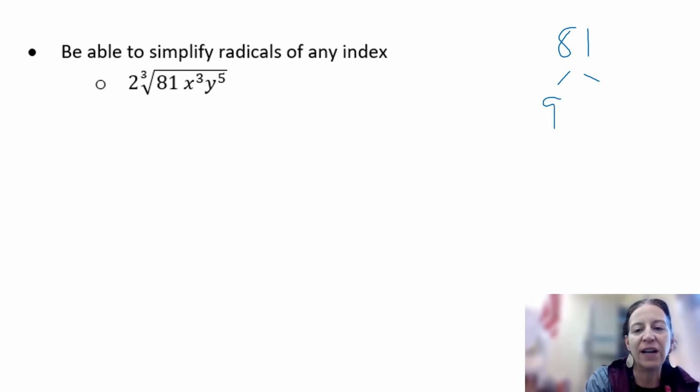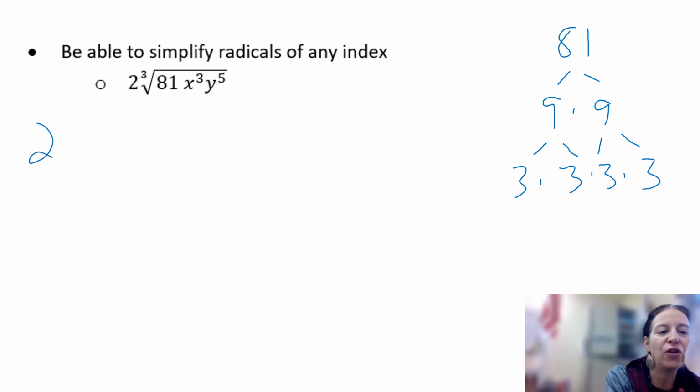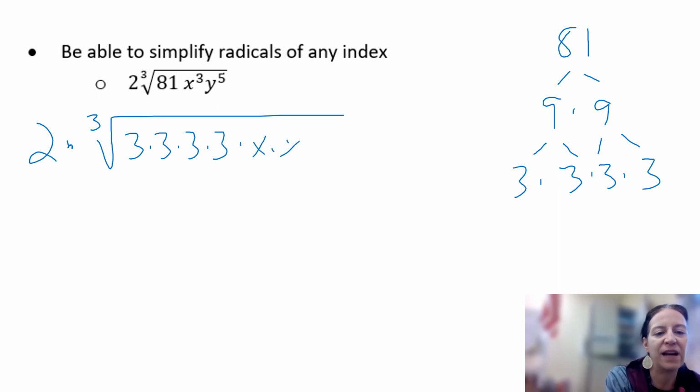Most of you would factor 81 into 9 times 9. And then each 9 factors into a pair of 3s. And so I have 2. Now I want you to remember that that is 2 times the cube root right there. And then 2 times the cube root of 3 times 3 times 3 times 3, x times x times x, y times y times y times y times y.